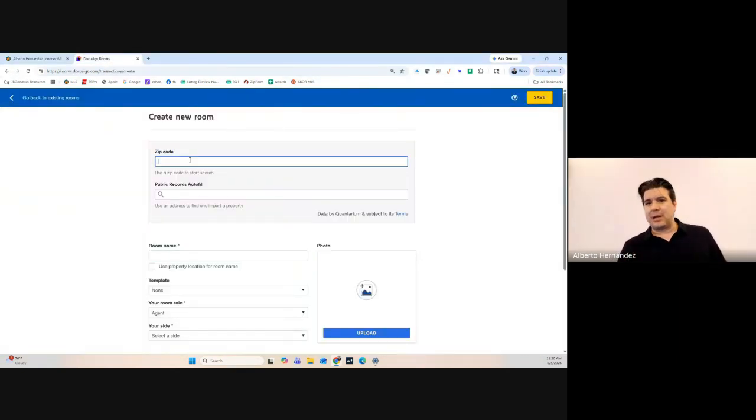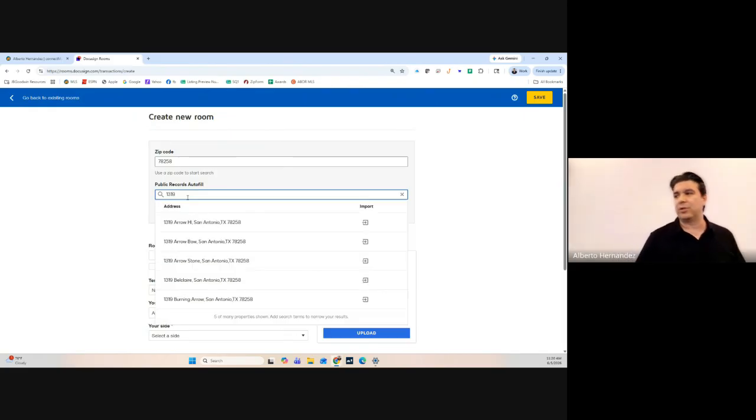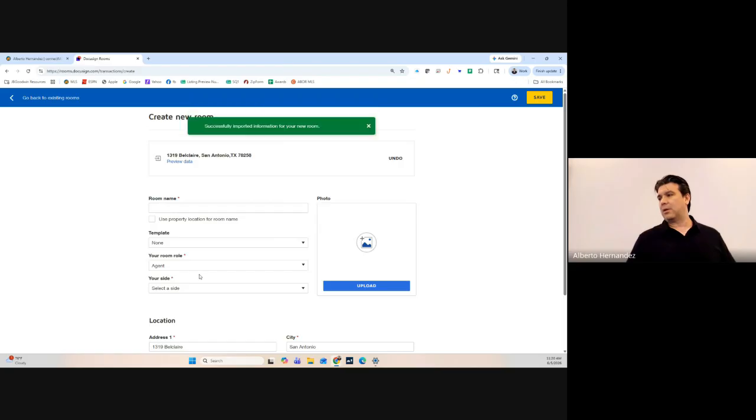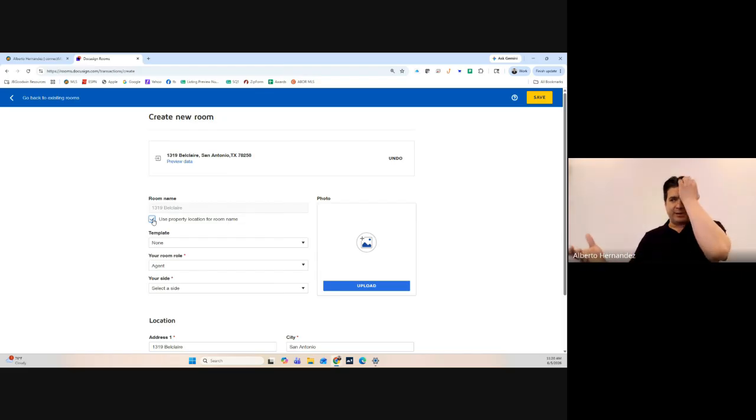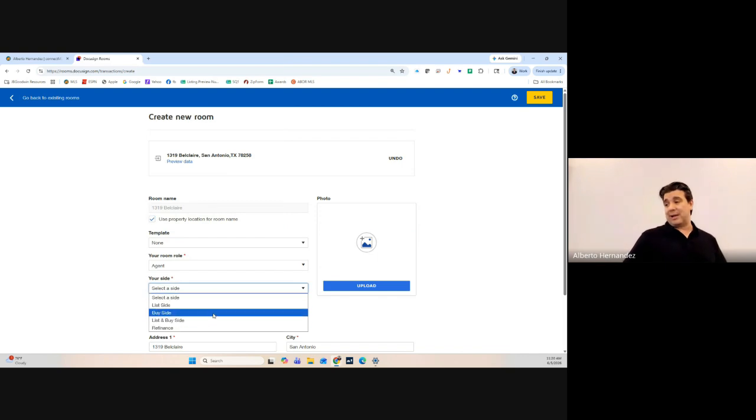So I've got to type in the zip code of the property first, 78258. I'll start typing in the address here, 1319, and it should start finding it for me. There it is, Belle Claire. I always just use the address for my room name. I'm not that creative. Obviously, if it's buyers, I'll put their names in there instead of an address. I don't have one, but in this case, I do. I'm an agent. I will be on the buy side.